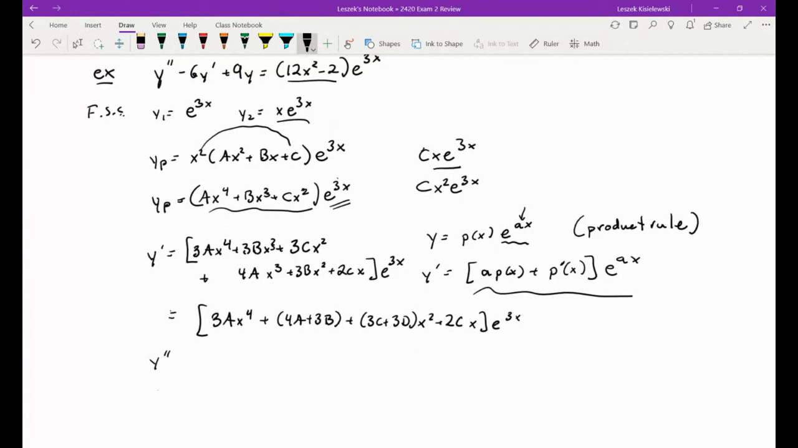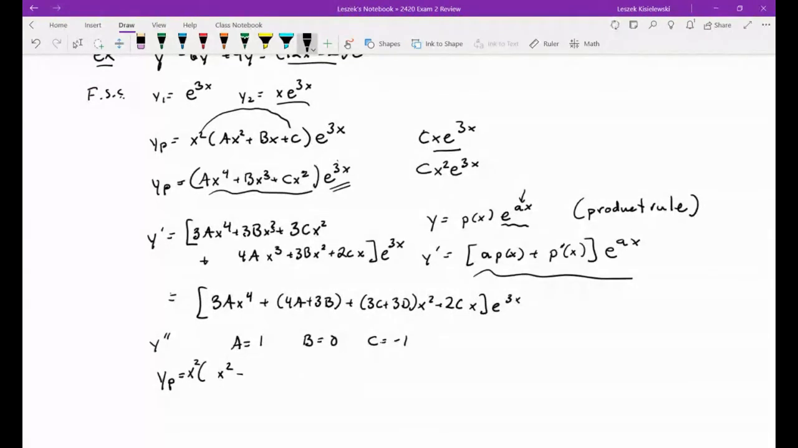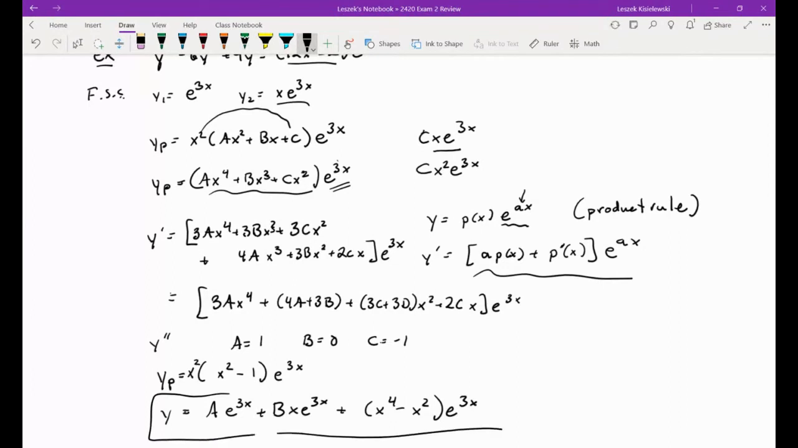And I believe the particular solution is, A turned out to be 1, B turned out to be 0, C turned out to be -1. Okay, so your particular solution will look like x squared minus 1, and then our exponential. So the general solution would be a combination of the fundamental solution set plus our particular solution. And at this point, if you had initial conditions, then you can use them to solve for A and B.